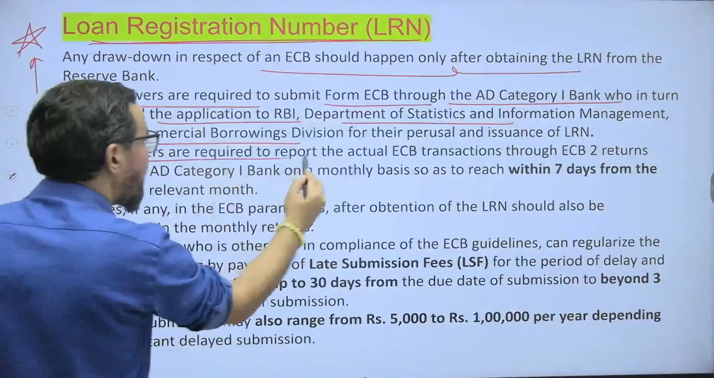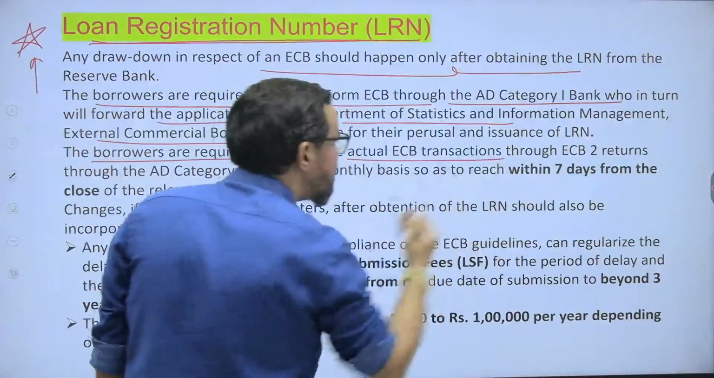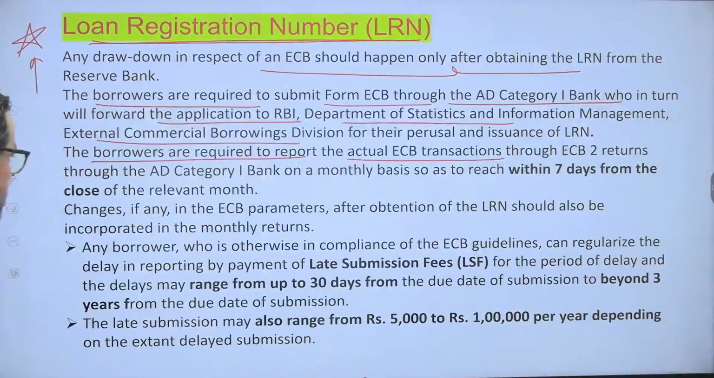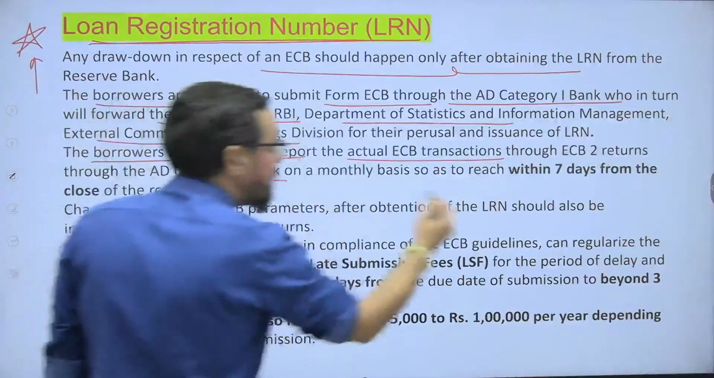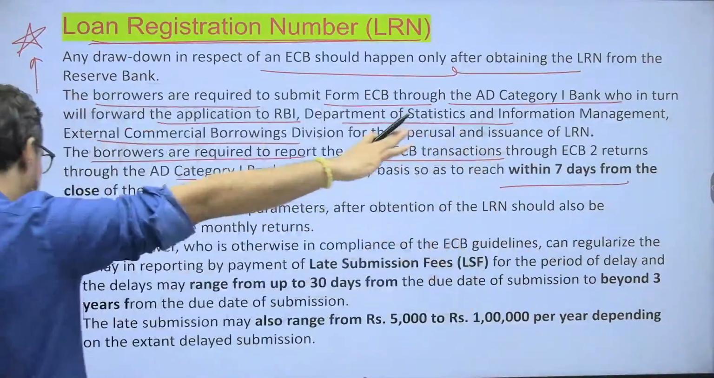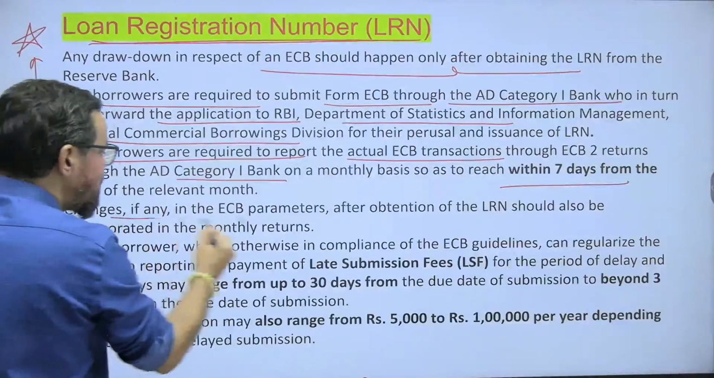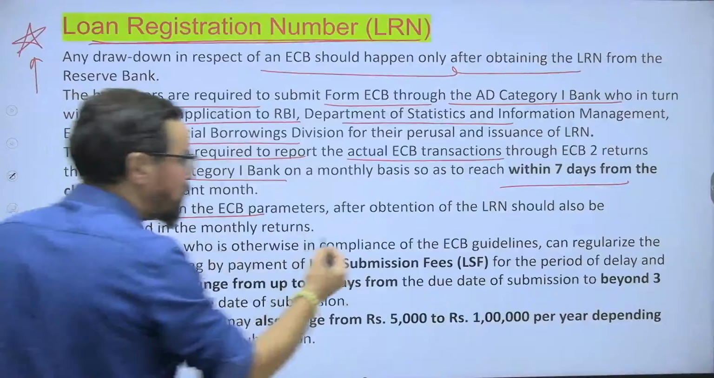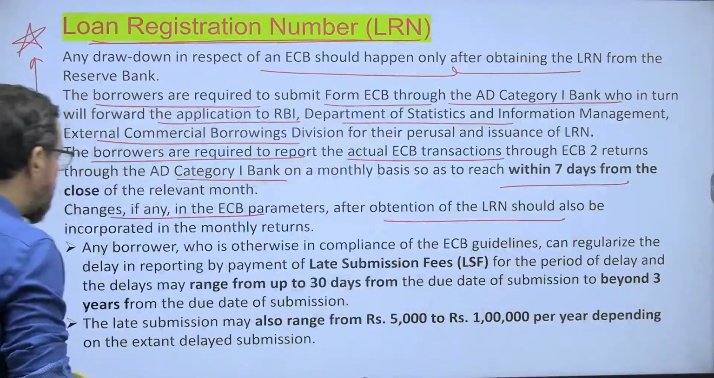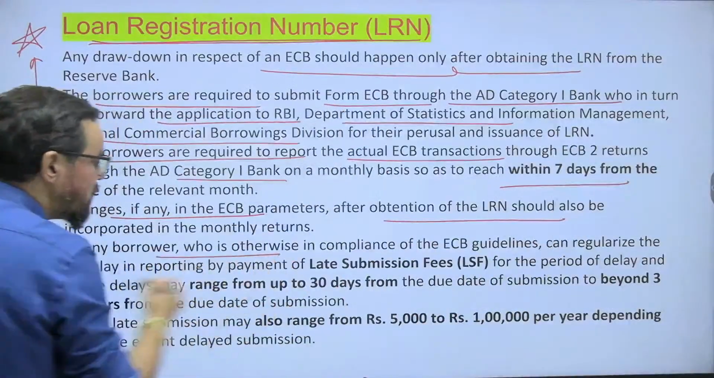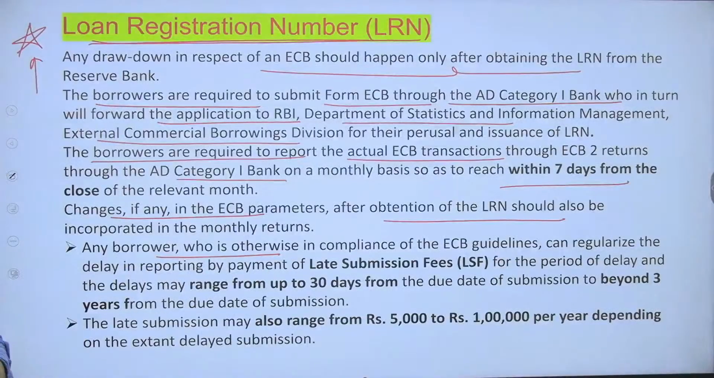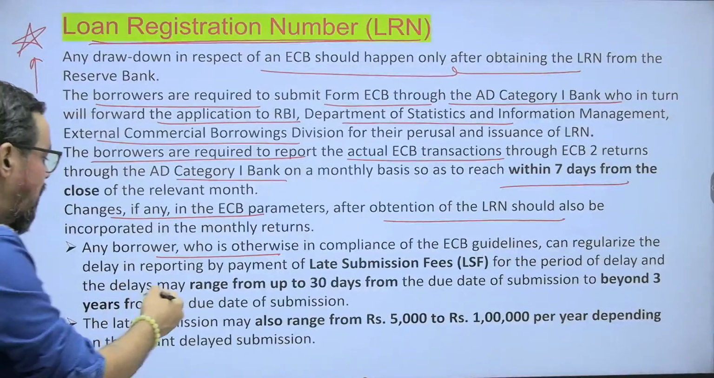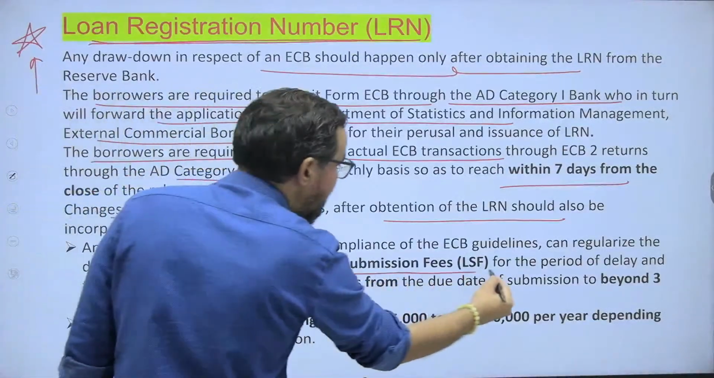The borrowers are required to report the actual ECB transaction through the ECB2 returns through the authorized dealers within 7 days. If there is any change in that amount, that also needs to be updated in the LRN. So any borrower who is otherwise in compliance of ECB guidelines can regularize the delay in reporting by payment of late submission fee.